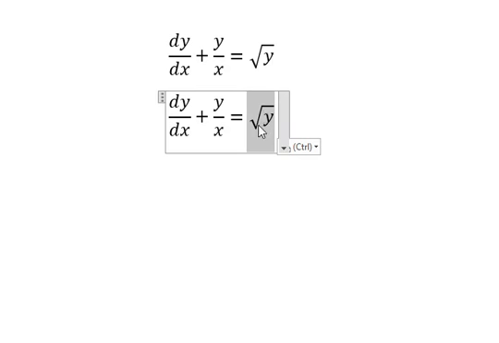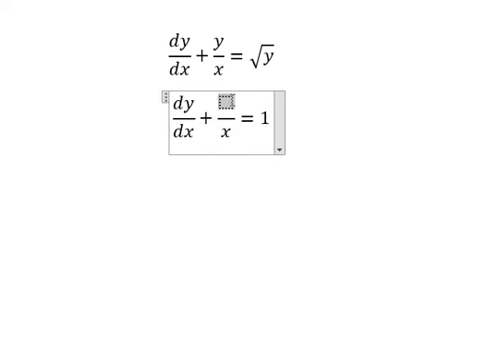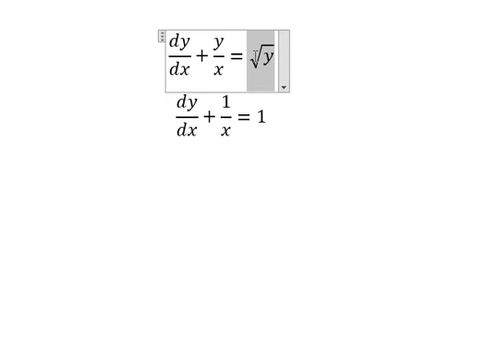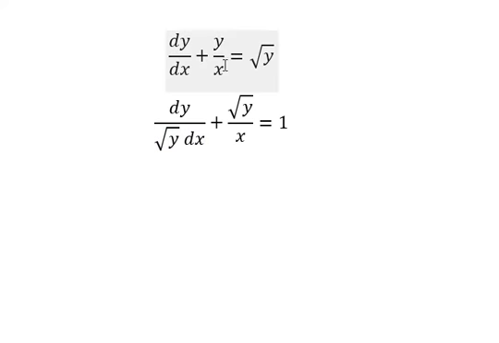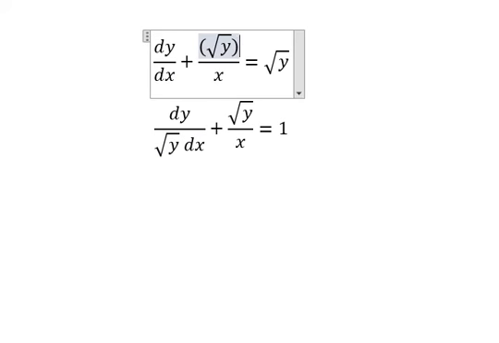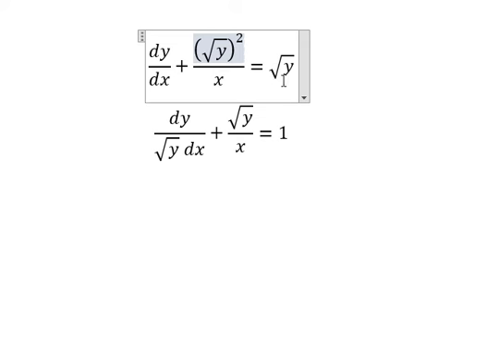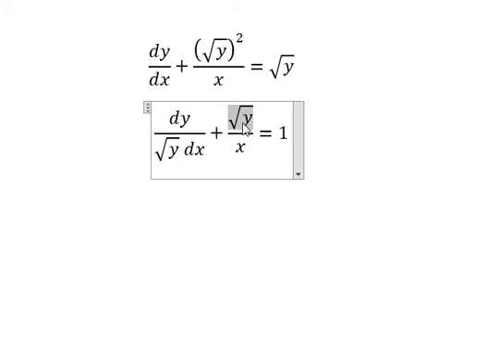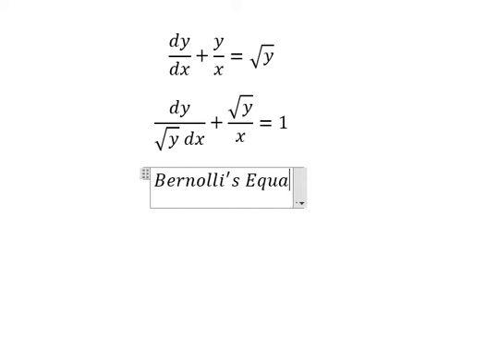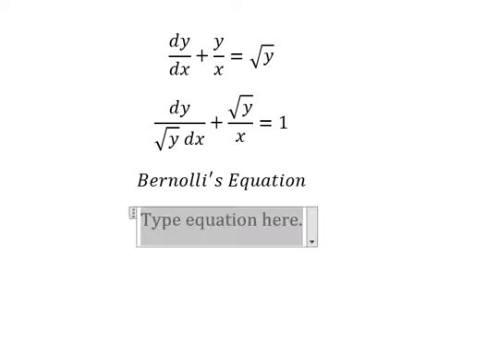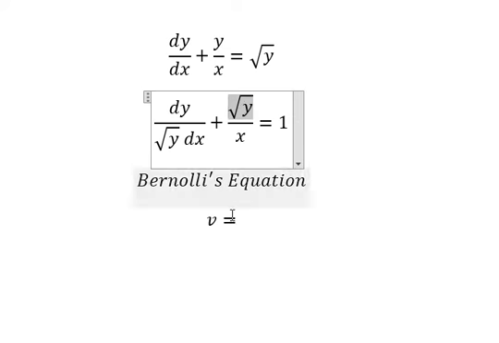We divide both sides by the square root of y. Because y is the square root of y to the power of 2, when we divide both sides by the square root of y, this is only the square root of y with the power number 1. And now this is about Bernoulli's equation. So I will put v equals the square root of y.